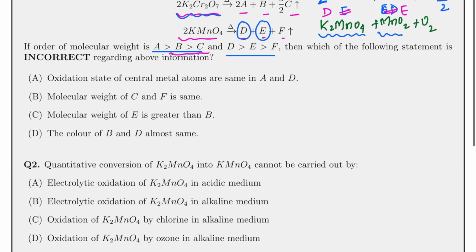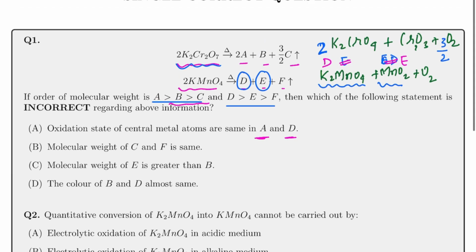Oxidation state of central metal atom is the same in A as well as in D. If I talk about A, it will be +6 chromium, and for D, it's K2MnO4, that also is +6. Then this statement is correct. But what you need to find over here is the incorrect statement, right? Now the second one, molecular weight of C and F is the same. If I talk about C, it's O2 only, and F is also O2, so this is also correct.